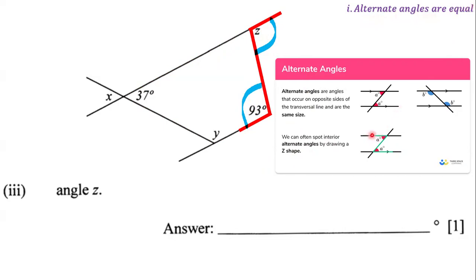So we have this Z shape here, and this angle measures the same thing. They are equal. And so that means the size of angle Z is going to be equal to 93 degrees.